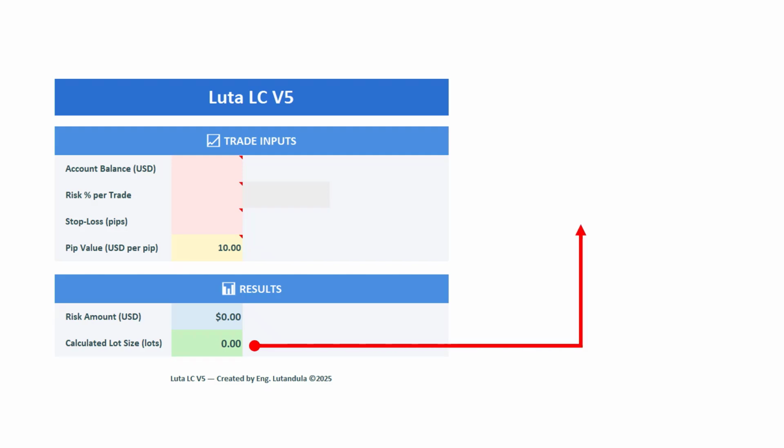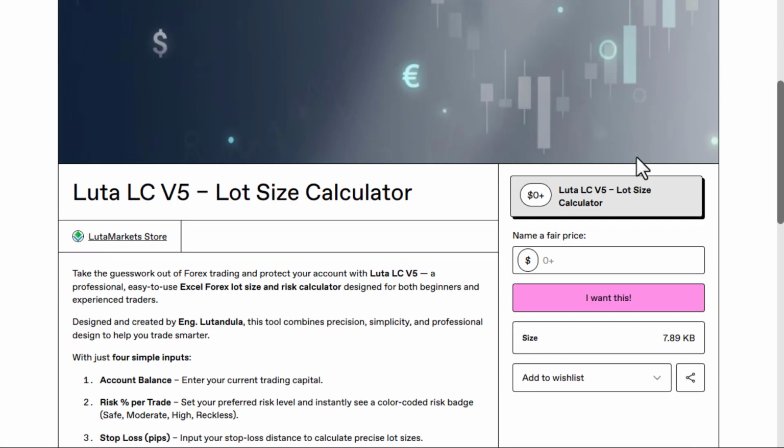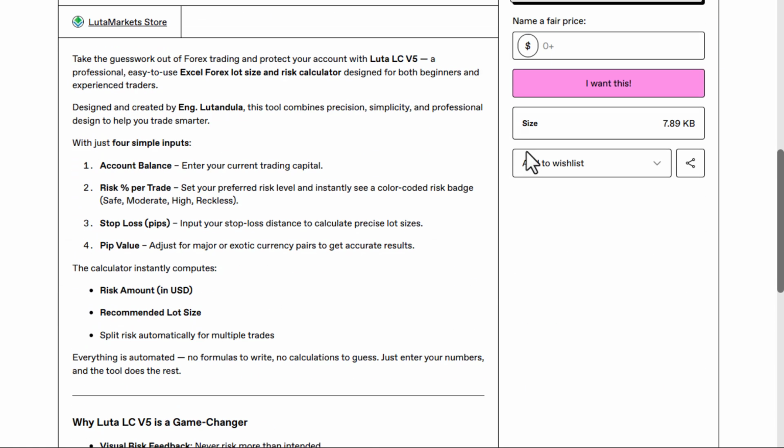Let me ask you something real quick. Have you ever entered a trade and only later realized you used the wrong lot size? Maybe you risked too much or too little, or maybe you were just guessing. Well, today, that ends. Because in this video, I'm going to walk you through the Luta LC V5 Forex lot size calculator, a tool that instantly tells you exactly how much to risk, what lot size to use, and whether your risk is safe or dangerous.